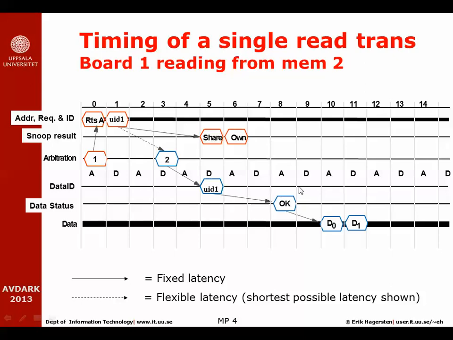Later on, it's going to be some data status. In this example here, it says OK, and at the tail end of these 2 coupled transactions are the 2 data packets that are sent. It takes 2 cycles to send an entire cache line using this design.